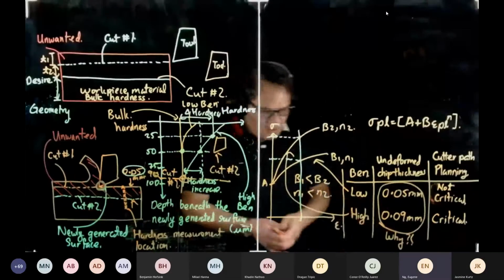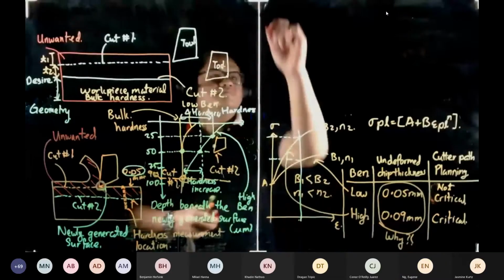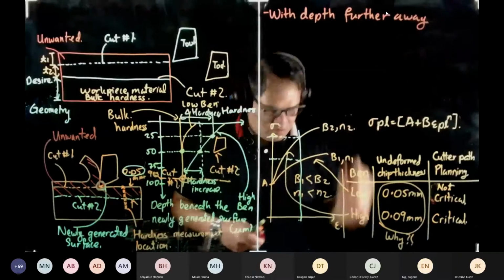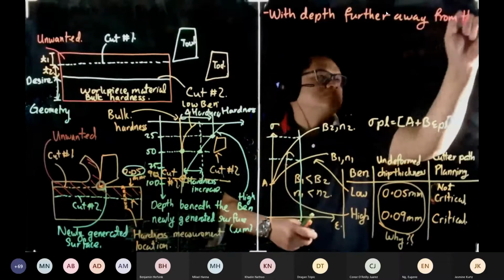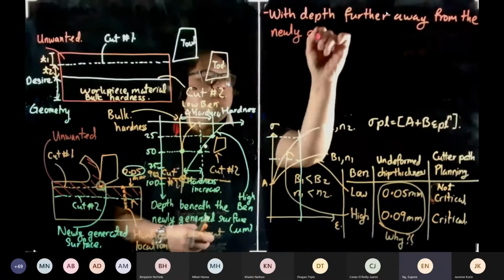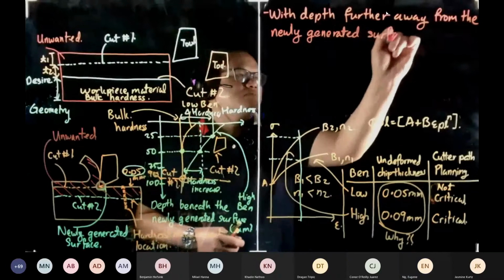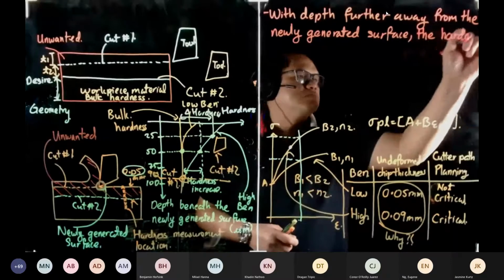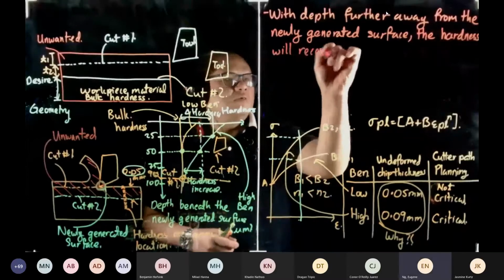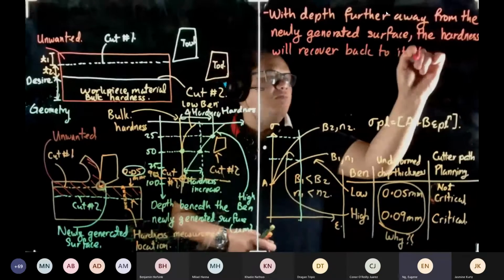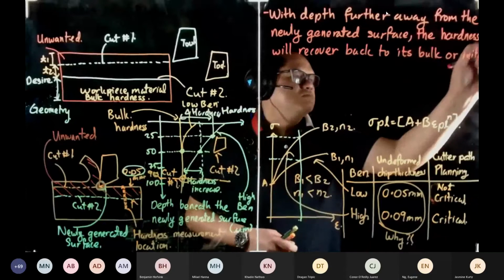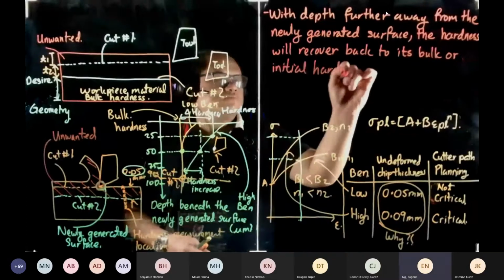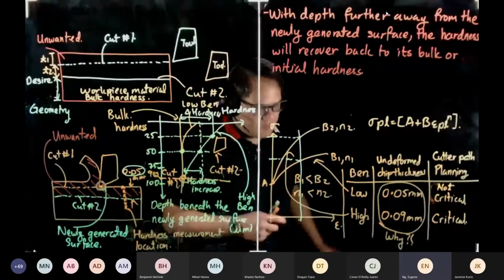Okay. Now, so I'm going to write. So with depth further away from the newly generated surface, the hardness will recover back to its bulk hardness. Bulk or initial. Can you see initial? Okay, bulk or initial hardness.